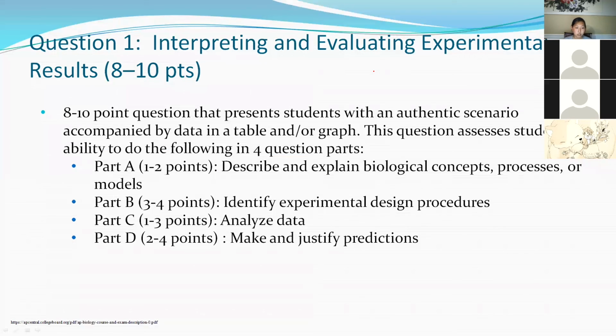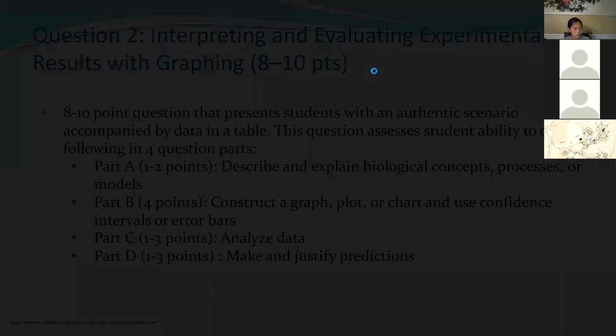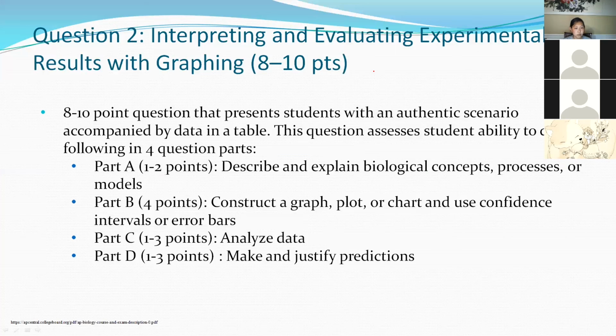Okay, in question 1, this question is 8 to 10 points, and you have a scenario with a data table or a graph. It assesses the following: describing and explaining biological concepts, identifying experimental design procedures, analyzing data, and making or justifying predictions. Question 2 is also 8 to 10 points. It also gives a scenario and has data in a table. It assesses student ability to do the following. For this one, you are expected to be able to construct a graph.